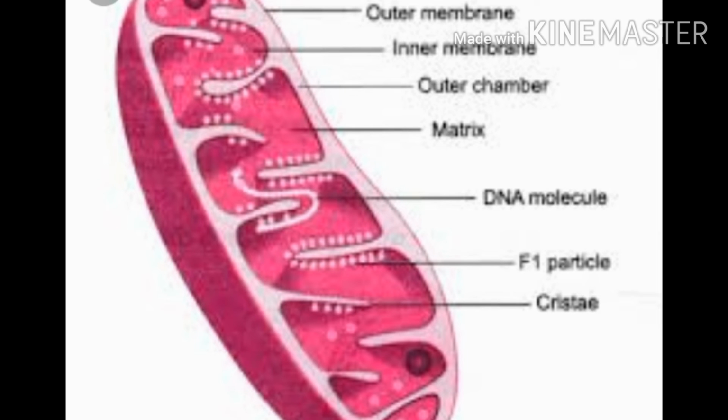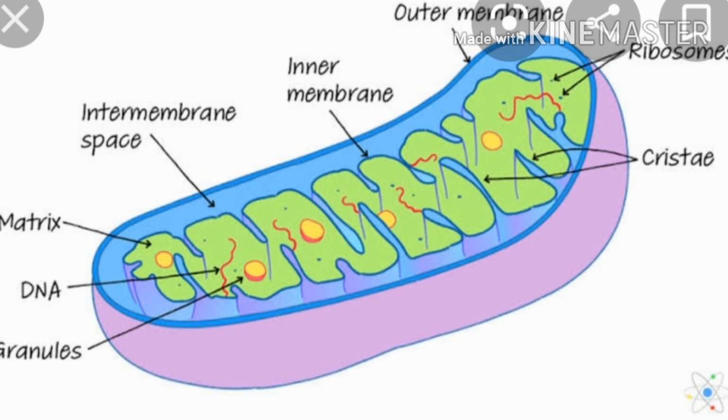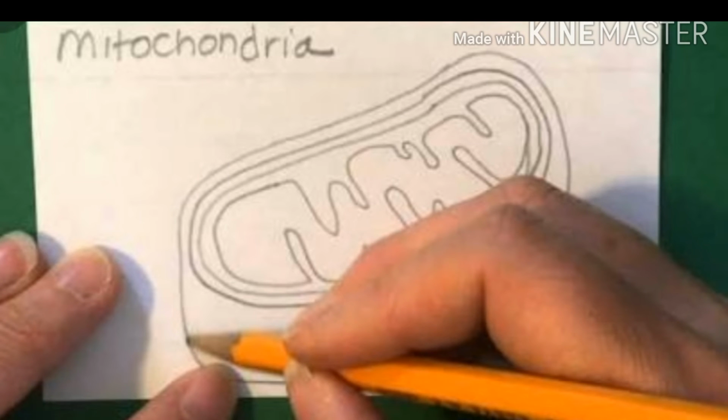There comes another question in your exam: which organelle contains its own DNA other than the nucleus? The answer is mitochondria. Mitochondria have their own DNA and ribosomes other than the nucleus. And mitochondria are capable of making their own proteins.